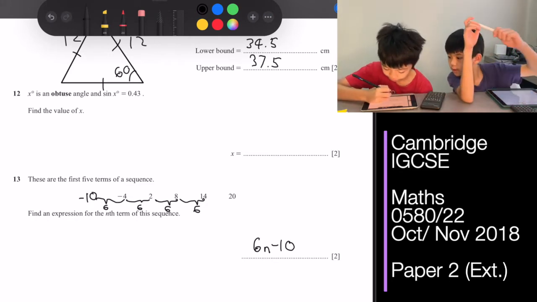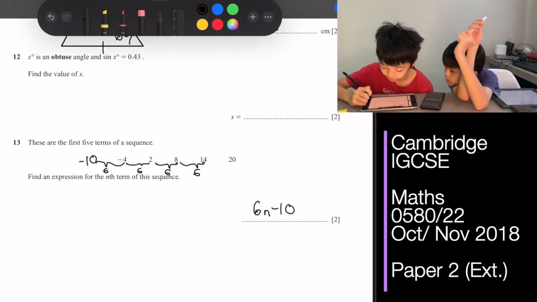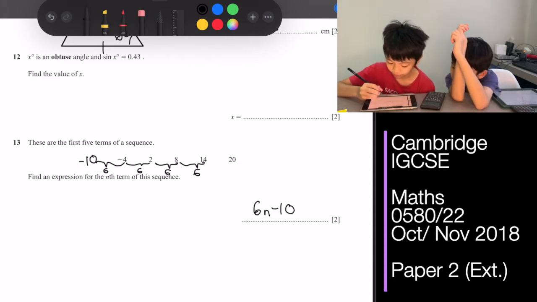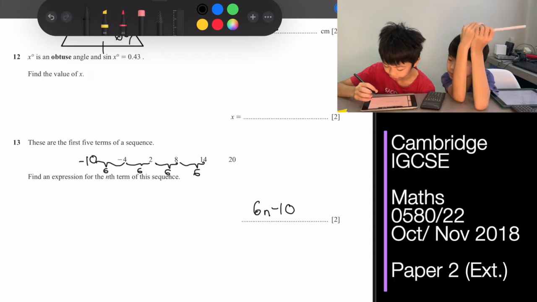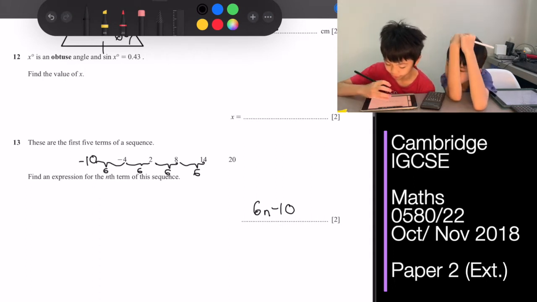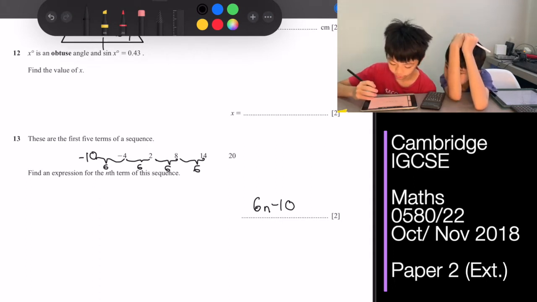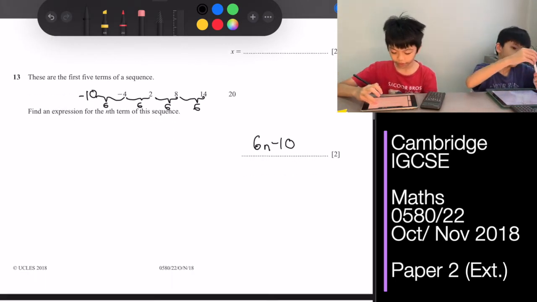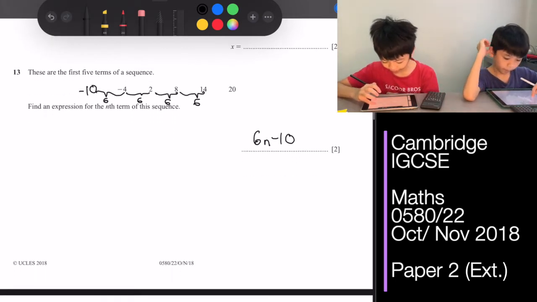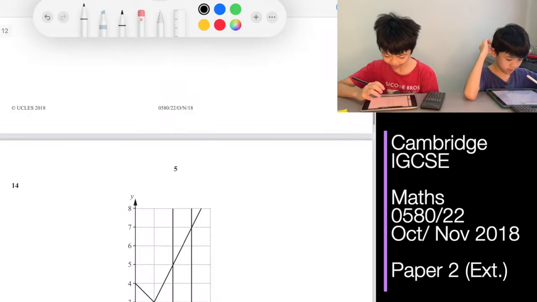The first term is negative 4. So 6 times 1 is 6, minus 10 is negative 4. Okay, second term, just to make sure. 6 times 2 is 12, minus 10 is 2. Okay, now that you're sure, you're good. Yeah, you're in the clear.